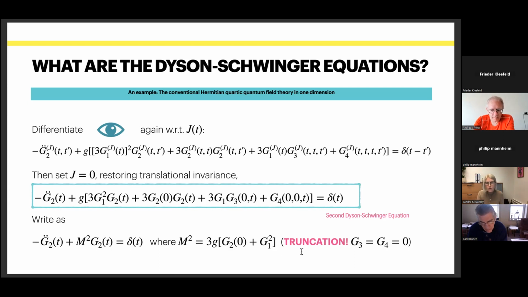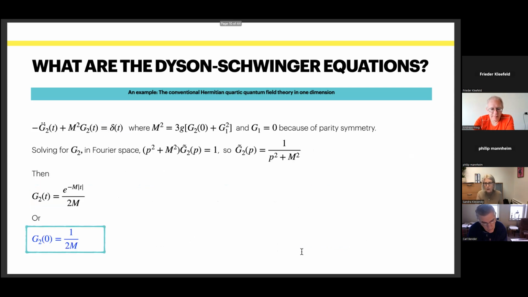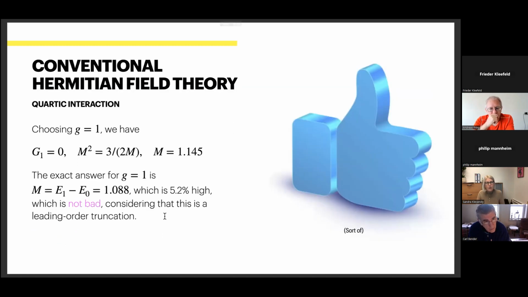And in particular, if you consider that we are looking at a quartic quantum field theory, then in fact, you would also set G1 equal to 0 because of parity symmetry. So in fact, you can solve this, and then you have an exact solution for G2, and this G2 at t equals 0 is 1 over 2m. So you've got the answer. Now, what we've done is we've chosen G equal to 1. And so the actual value for m can be calculated, and one finds a value of 1.145. Now, the exact answer, if you calculate that for this system, turns out to be 1.088. So this is a little bit high, but this isn't so bad because we're talking about a leading order truncation.